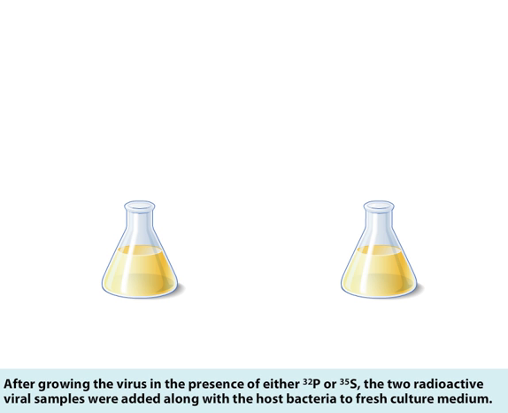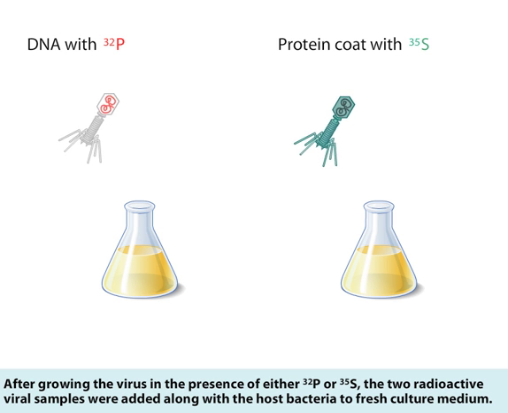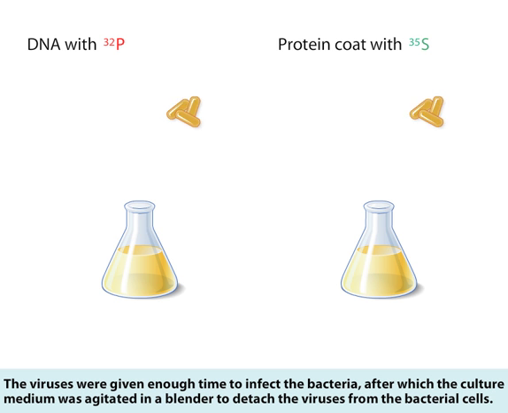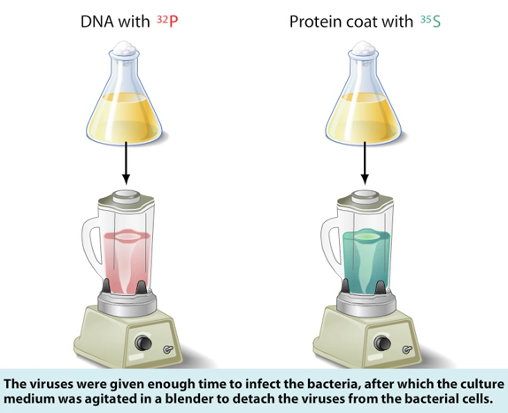After growing the virus in the presence of either P-32 or S-35, the two radioactive viral samples were added, along with the host bacteria, to fresh culture medium. The viruses were given enough time to infect the bacteria, after which the culture medium was agitated in a blender to detach the viruses from the bacterial cells.